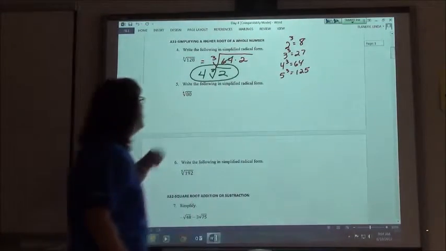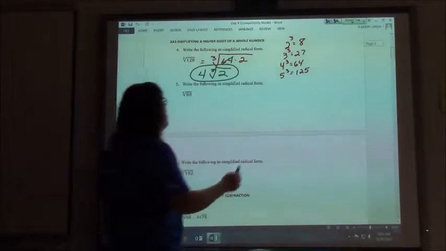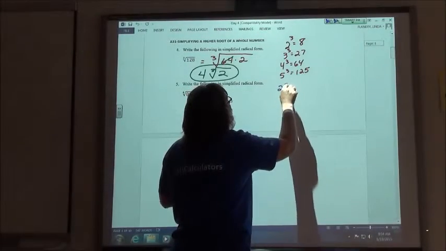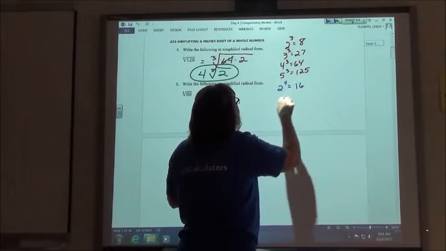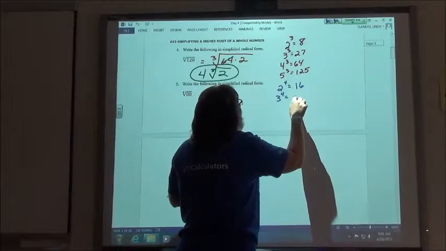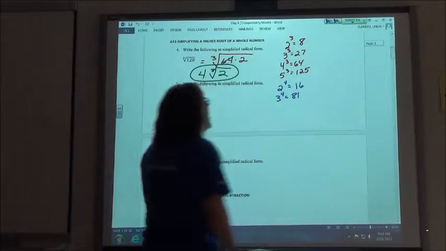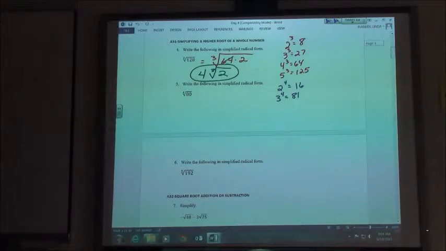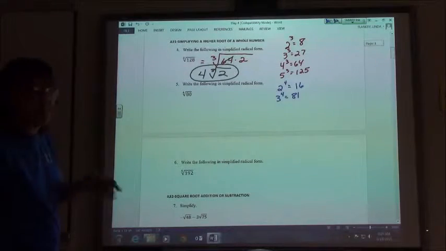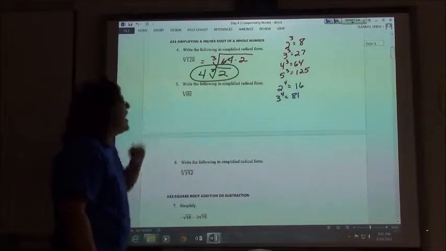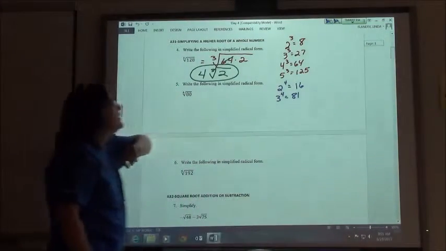So number 5, we're going to do a 4th power. So again, I want to think about my perfect 4th powers. 2 to the 4th power is 16. 3 to the 4th power is 81. And probably that's about as far as I'm going to go because my numbers start getting really big in a hurry once I get to 4th powers and 5th powers and so forth. I only have an 80 there. If I needed to extend my list, I could.